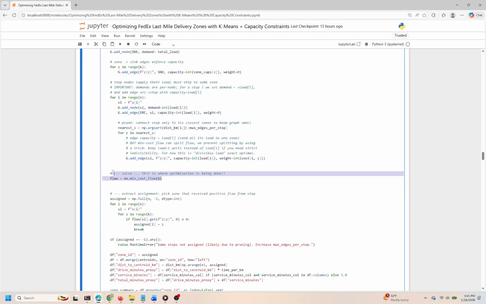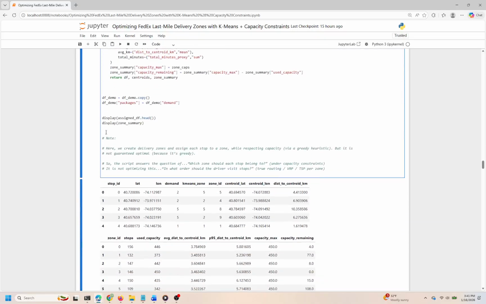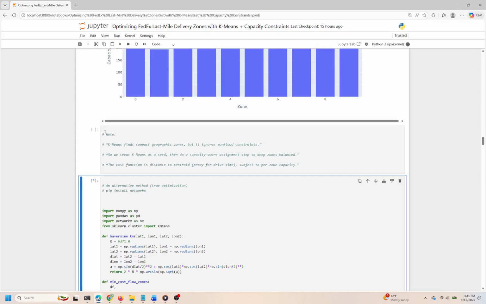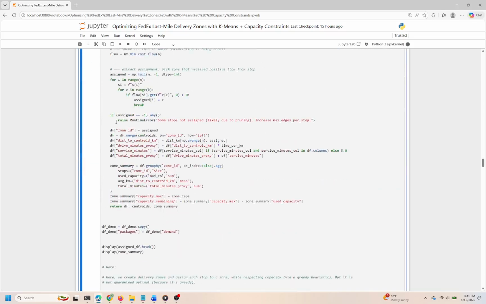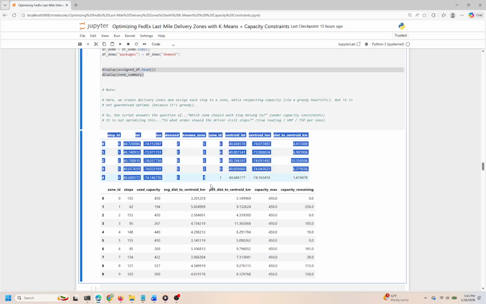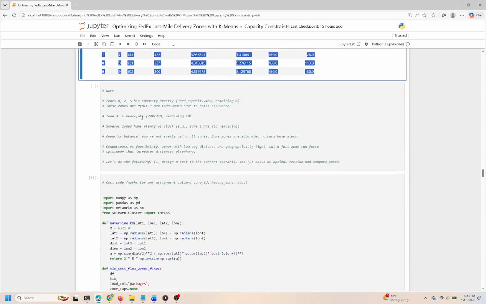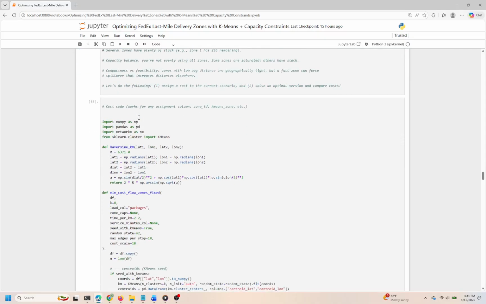Cell 9. In this cell, we're implementing an advanced method for optimizing delivery zones by leveraging a network optimization approach. This approach is essential for efficiently assigning stops to respective zones while considering various constraints, such as delivery capacities and driving time. To start off, the function defined here takes in a data frame containing stop data, including geographic coordinates and package loads. It utilizes k-means clustering to establish centroids for a specified number of zones, which helps efficiently organize stops based on their geographical proximity.